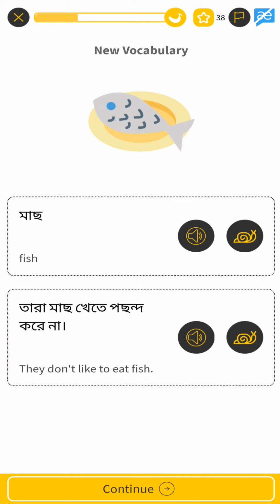I think it's they. They match kete eat fish. Pochondo korena is he, she, or it doesn't like. So they, I think it's they don't like to eat fish. They don't like to eat fish. Yes.